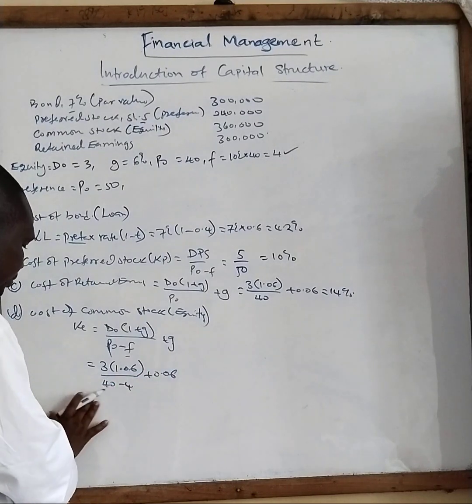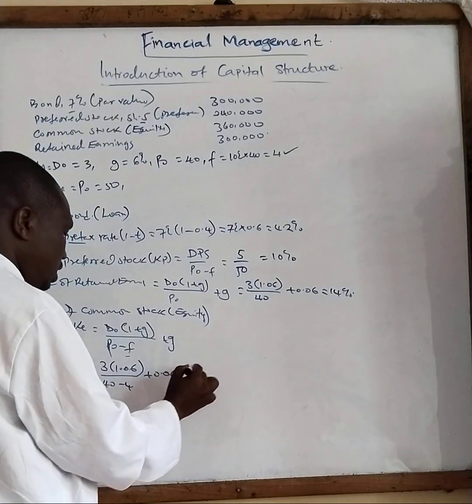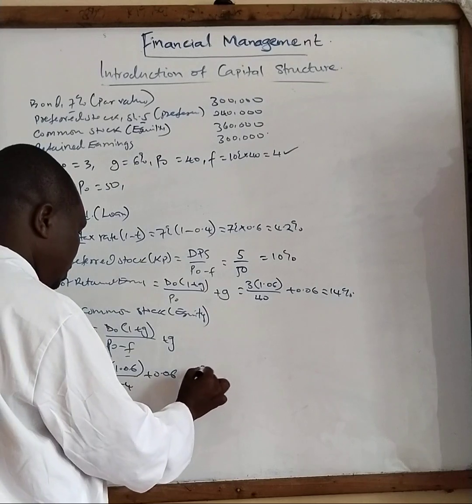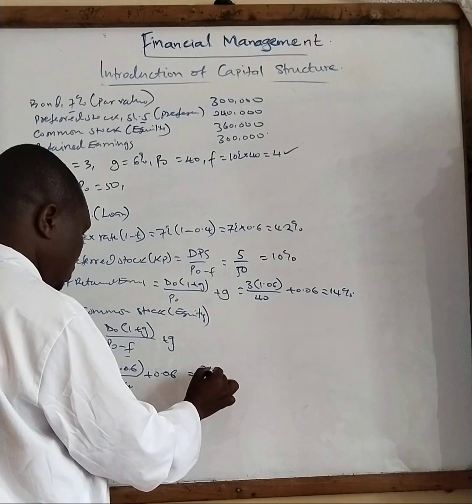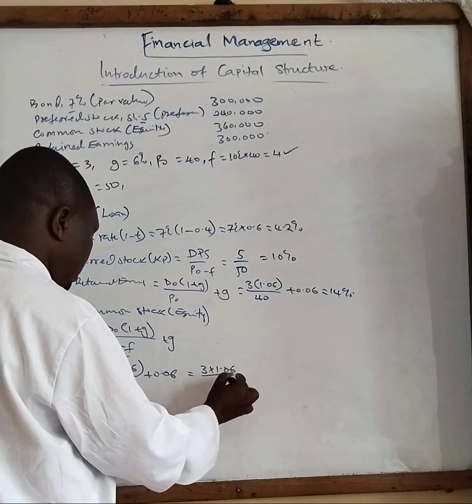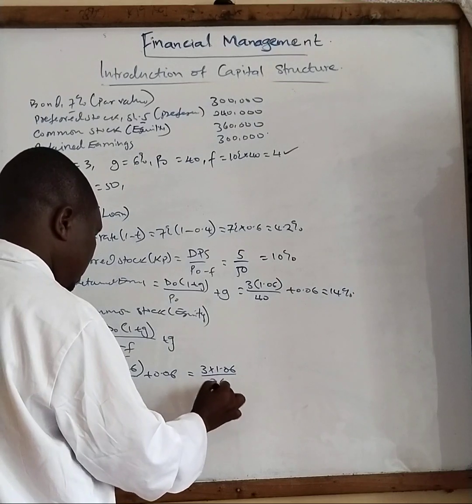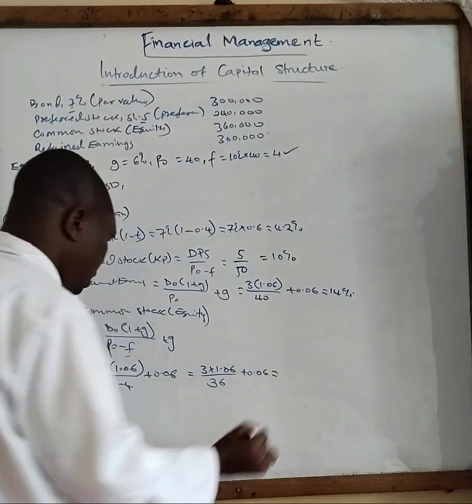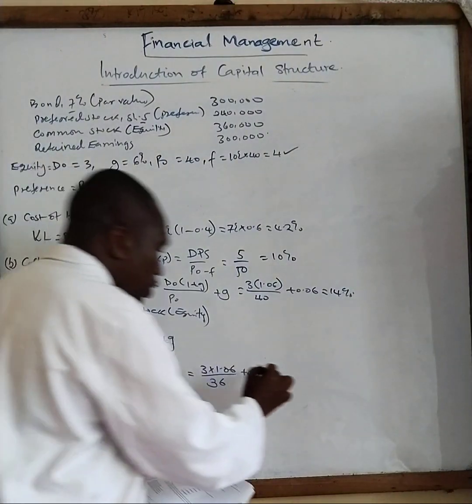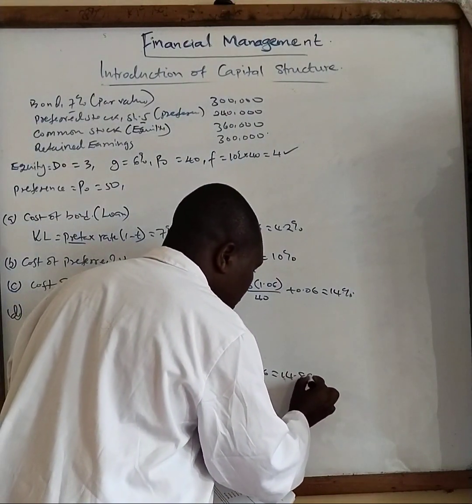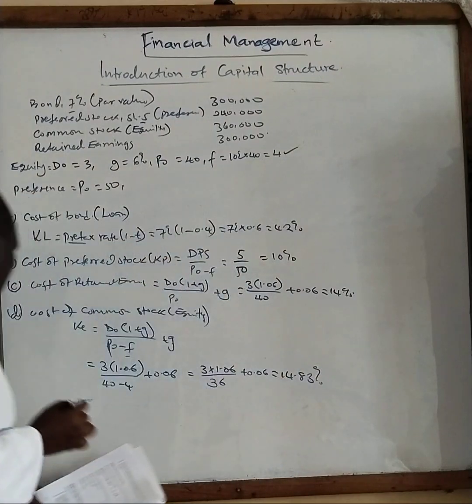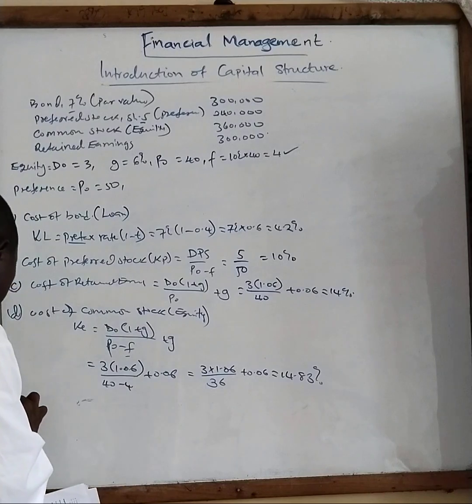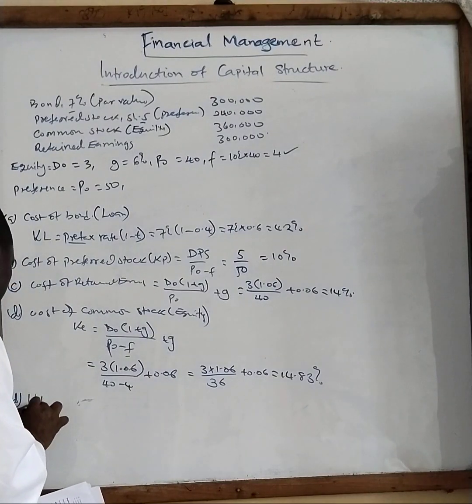This will give you, this is 3 times 1.06 divided by 36, plus 0.06. This will give you 14.83%.